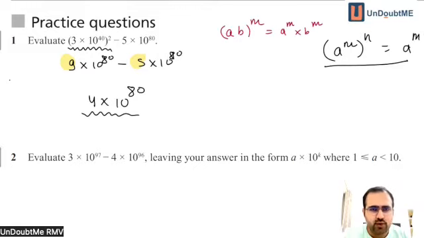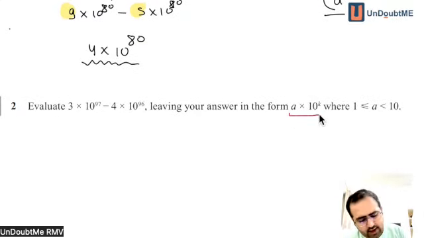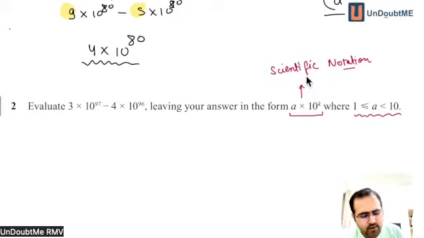Okay, in the second question, a times 10 to the power k, where the value of a lies between 1 and 10. This type of notation is called scientific notation. Usually this term is used in physics and chemistry.